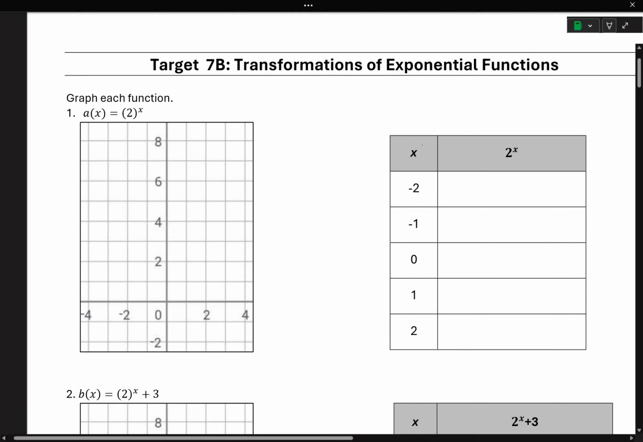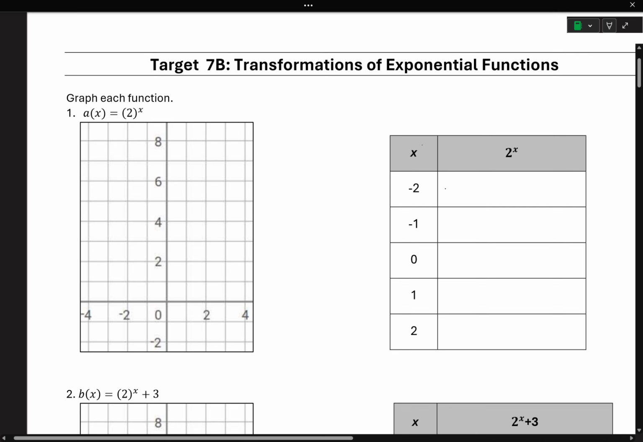Hello, and welcome to a little video about the transformations of exponential functions. Number one is going to be our parent function. That means all the other ones we're going to graph are going to be transformations of this specific graph. All right, let's start by plugging in the x's into the function 2 to the power of x.